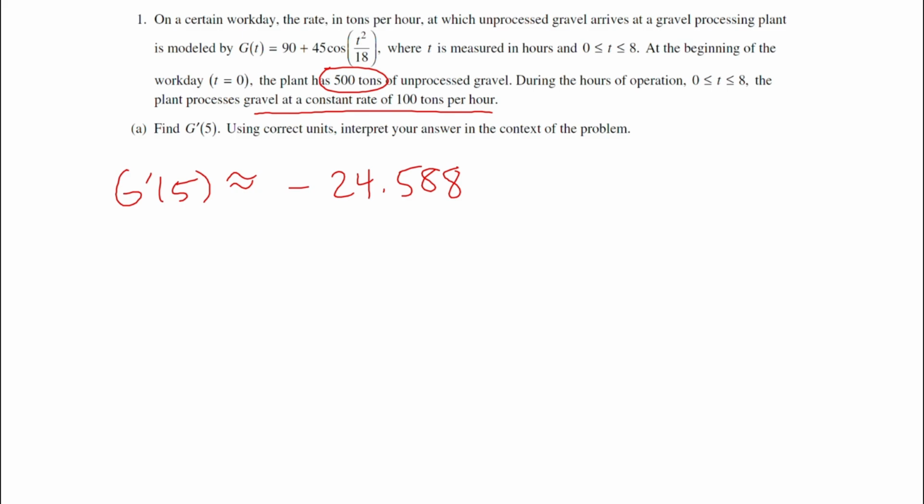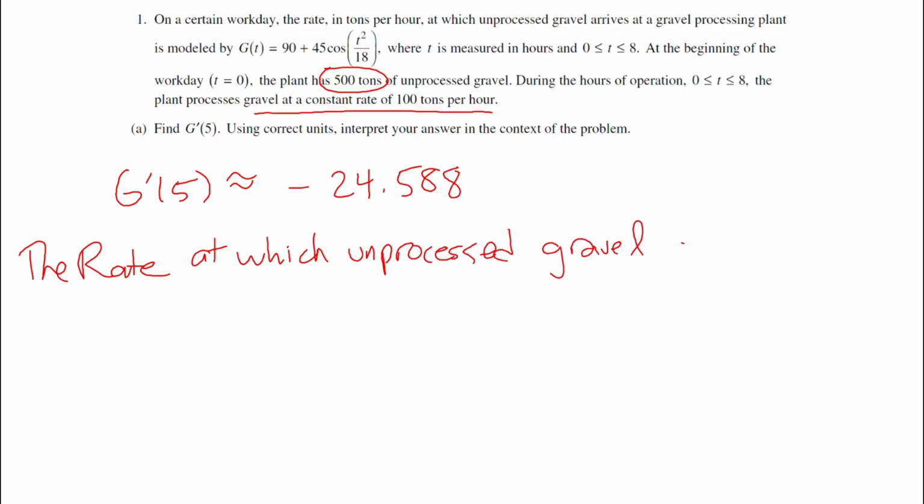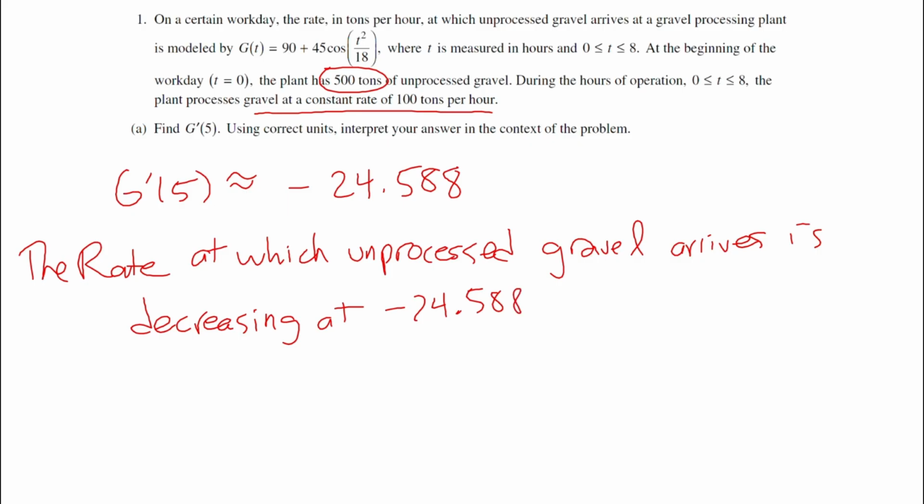So what we've got is the rate at which the unprocessed gravel arrives is, since it's negative, decreasing at negative 24.588. And our units here, the units of G were in tons per hour. So we're going to say tons per hour, and then the derivative makes it per hour again.